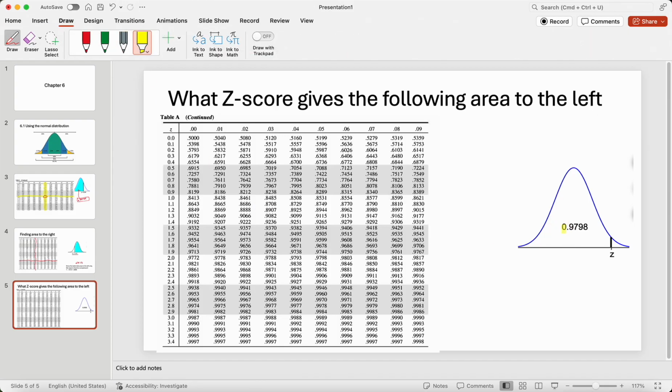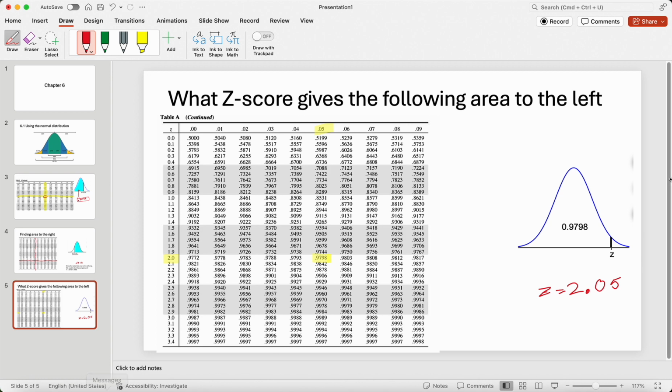So, again, I'm looking for 0.9798 in the middle, and we're always looking for as close as we can get to that. It might be below it, it might be above it, or it might actually be there. 0.9798, there it is exactly. And so now I can see that that's 2.05. And so my z-score, when I put those together, is 2.05. And I'm done. That's all there is to it.